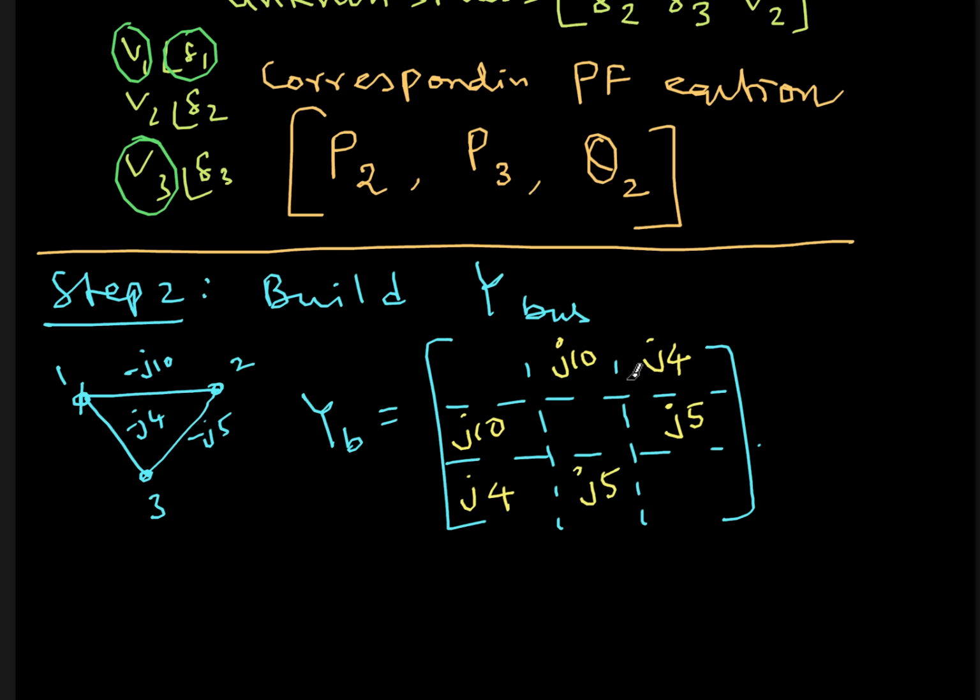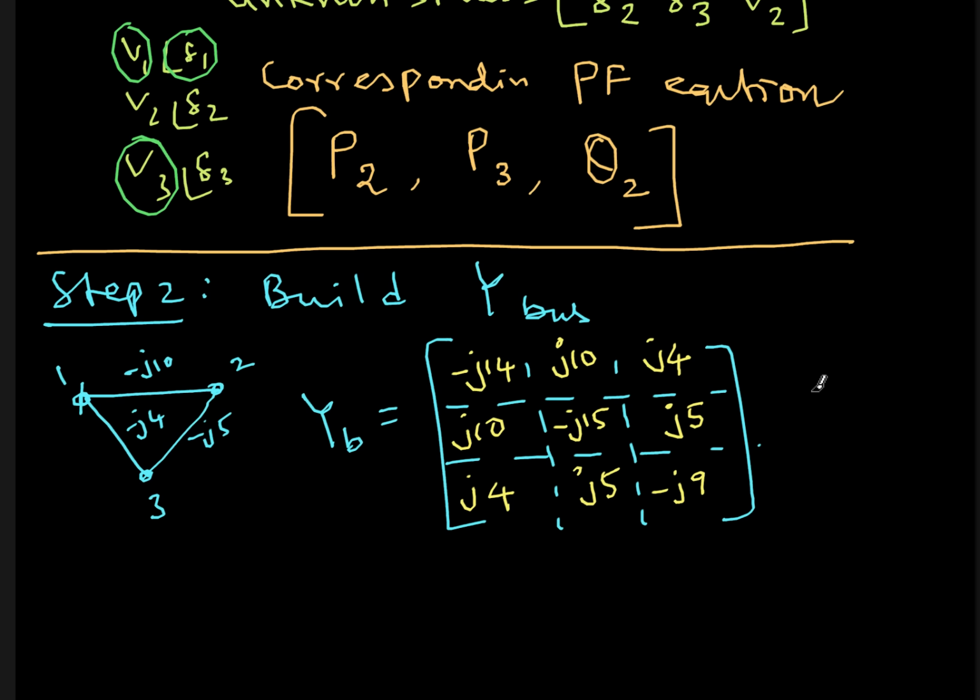And then the addition of these two is j14, so minus j14. There are no impedances connecting to the ground. If there are any impedances connecting to the ground, they should be added to this. You all know this procedure, I am assuming. So minus j15 and this is minus j9. So this is my Y bus.